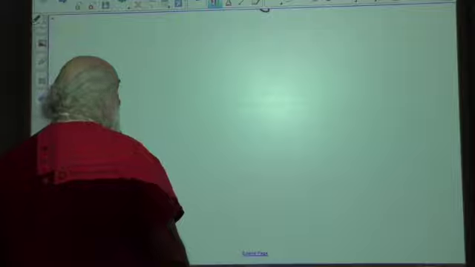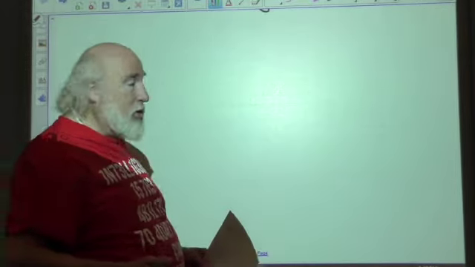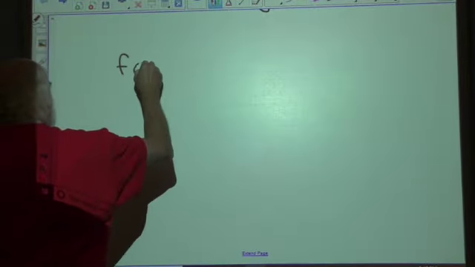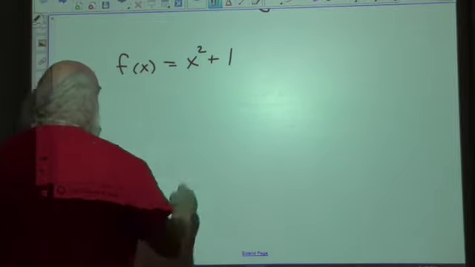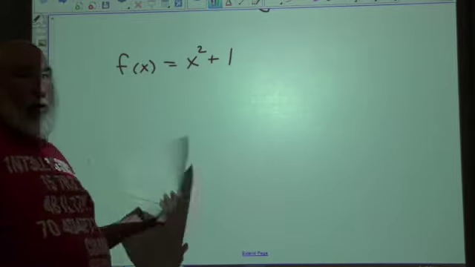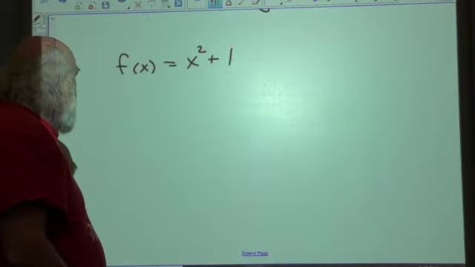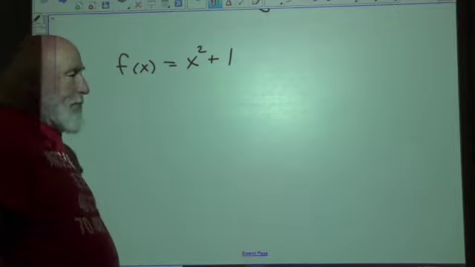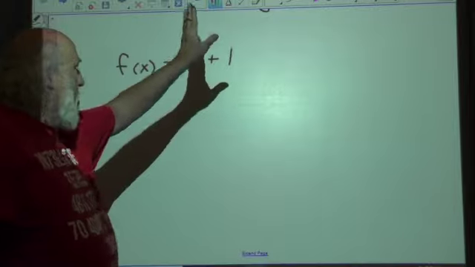So now, let's take a non-linear equation and see how we can predict what the slope is. f of x equals x squared plus 1. This is a parabola. I don't know if you remember that or not, but the vertex of this parabola is (0, 1). And it's an upward parabola.